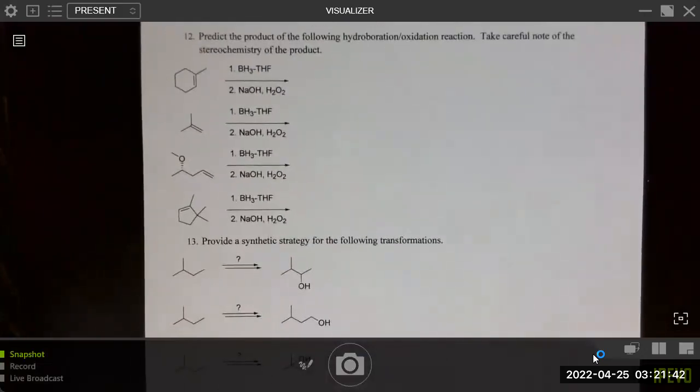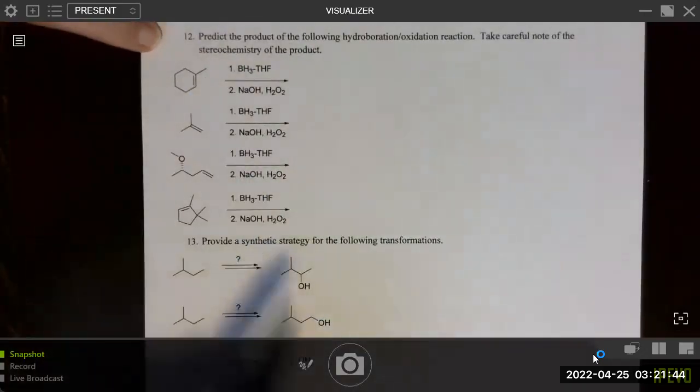Okay, so when you look at these reagents and you see the hydroboration oxidation reagents, ask yourself, what is getting added across the double bond? The answer, H and OH. This is a hydration reaction. However, regioselectively, we get the anti-Markovnikov product. So the OH gets added to the less substituted carbon.